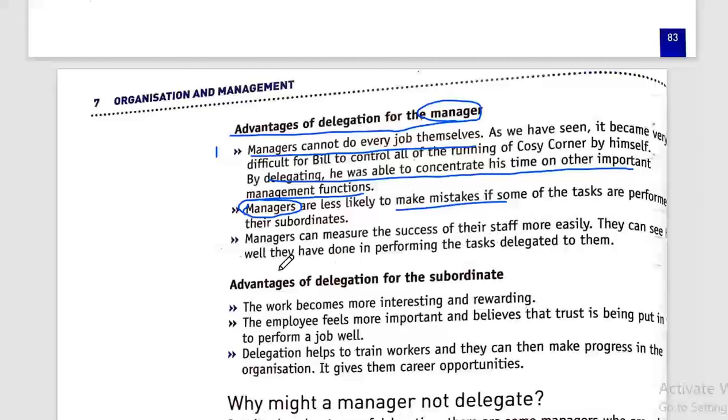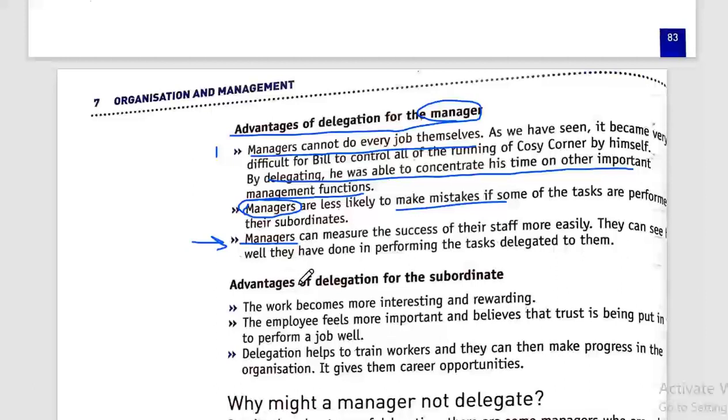They can see if they have done well in performing the task delegated to them. So it's a way of controlling. It's a way of evaluation for the manager to understand if the subordinates were able to perform this specific task or not.